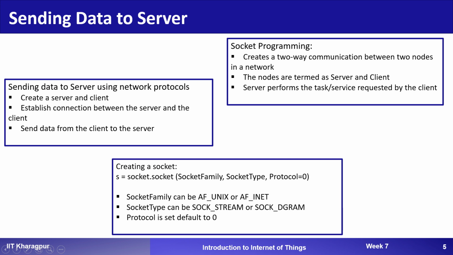SOCK_STREAM is used to establish the TCP connection. However, SOCK_DGRAM can be used to establish the UDP connection. And by default, the value of protocol is set to 0, because we are just going to use the IP protocol. So that's why the protocol is set by default as 0.